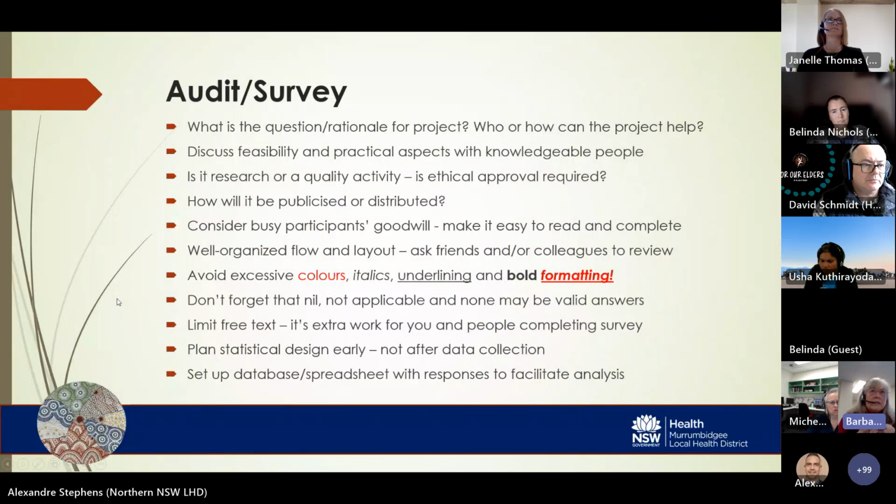So what I've written down here is I'm going to talk on about I've grouped research into three main areas: audits and surveys, qualitative research, and intervention studies. And I've just put down some of the points that I've picked up over the years from working in research governance or actually conducting audits or surveys myself, or being part of a group that's conducted such research.